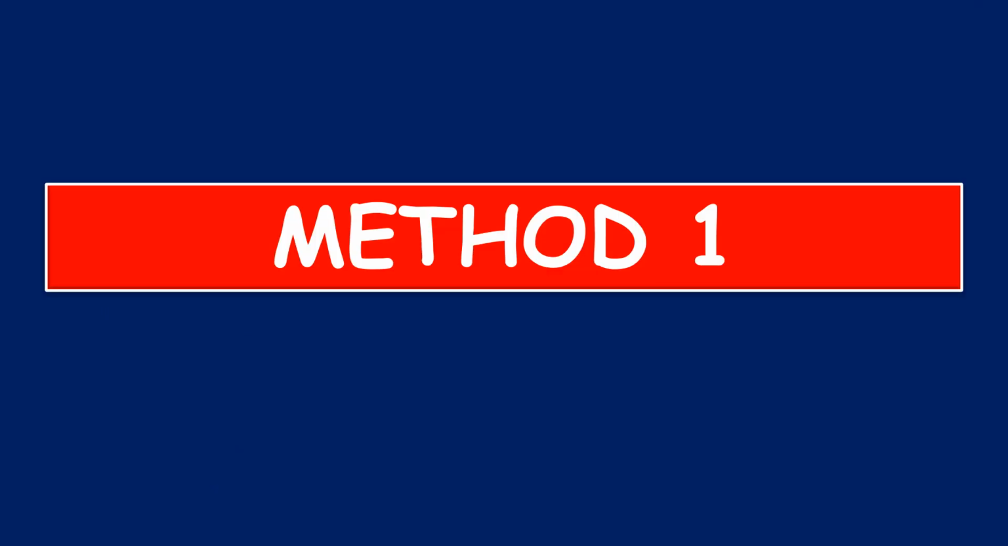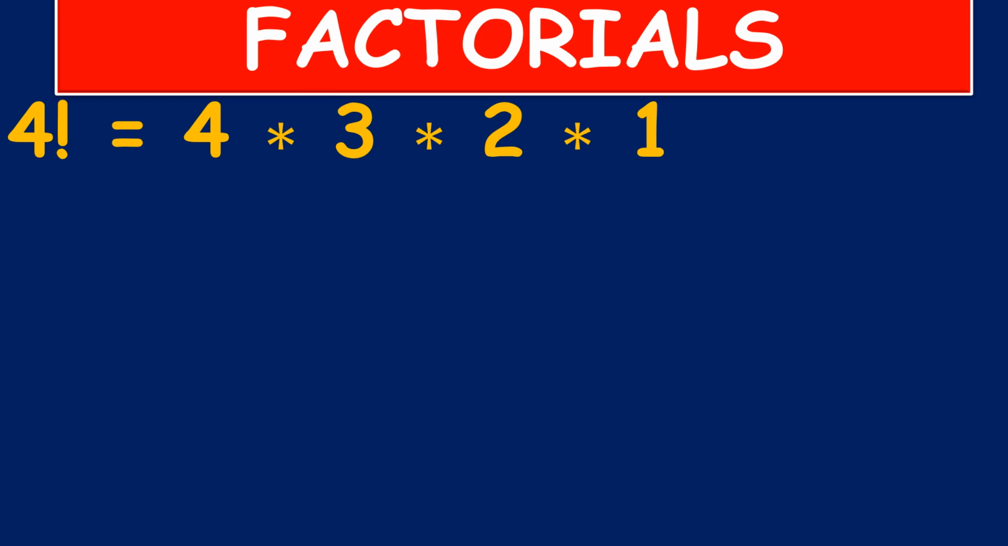Now, we will be looking at method 1. In this particular method 1, we will be looking at patterns. And let's start with 4 factorial, for instance. 4 factorial is simply 4 times 3 times 2 times 1, and that gives us 24.